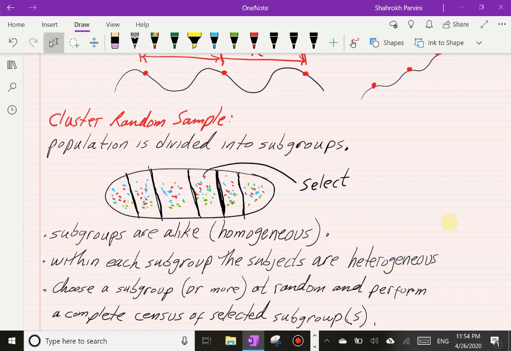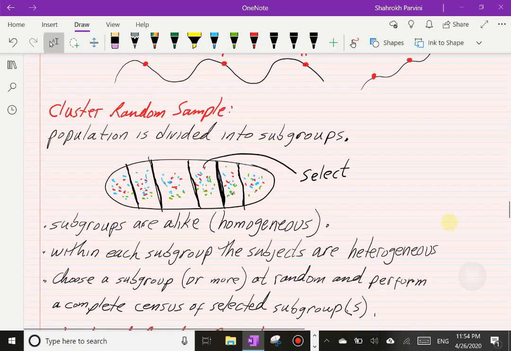So that pretty much, that's how the cluster sample works. But keep in mind, the subgroups are alike as you go from left to right. So between subgroups, there is homogeneity. But within subgroups, there is heterogeneity. Within means they are different.